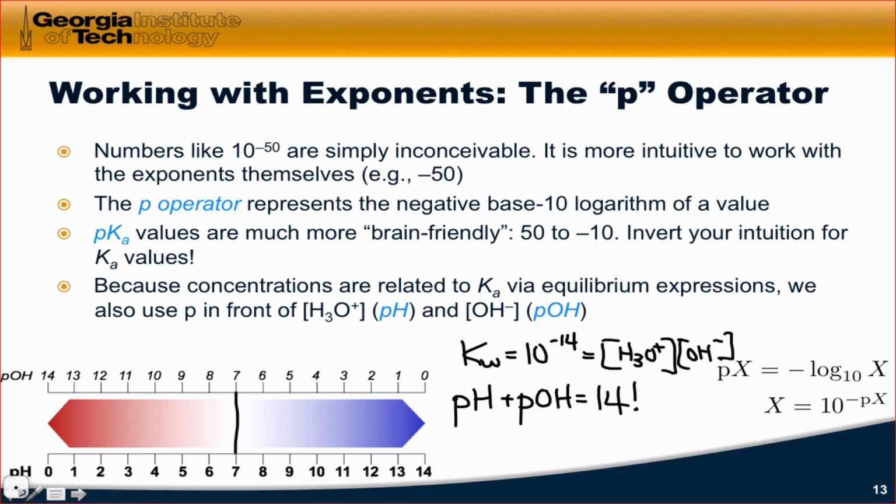On the right, we have basic pH values, where the concentration of hydronium is less than 10^-7, and on the left we have acidic pH values, where the concentration of hydronium is greater than 10^-7.